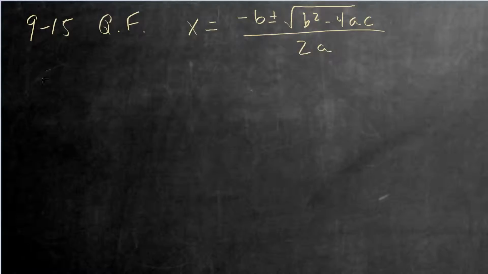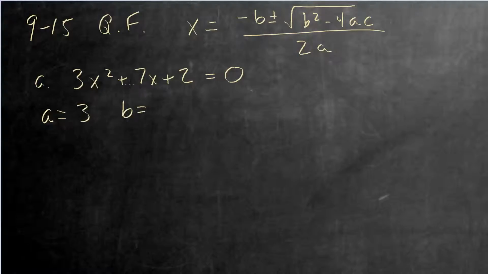So let's look at a. 3x squared plus 7x plus 2 equals 0. And let's list out, what is my a value? It's the number in front of the x squared term, so a is 3. b is a positive 7, and c is my constant term, 2. And let's start filling it in to our quadratic formula.